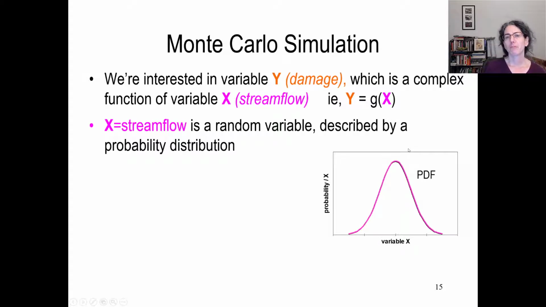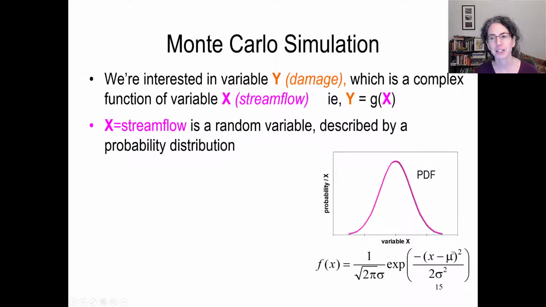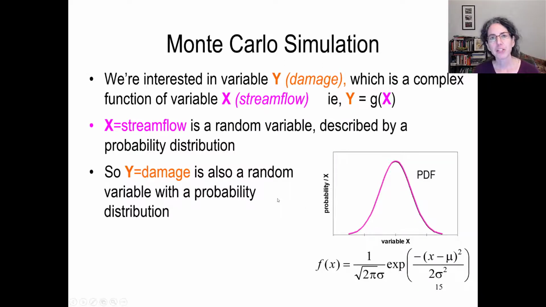Our variable x in this case is a random variable, and it's described by a probability distribution. So here's our distribution. We might have some equation to define it. If x is a random variable, that means y is also a random variable with a probability distribution. Now, it can be pretty hard to drag a probability distribution like this through this complex function of x. That complex function might be the deterministic modeling, and it might be just summary relationships, but either way, it'll be hard to pull this through.